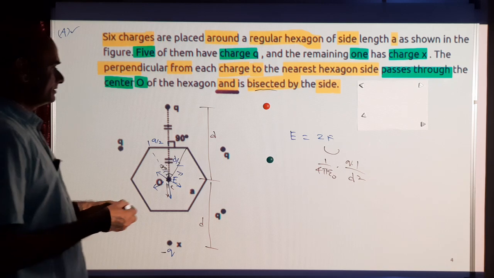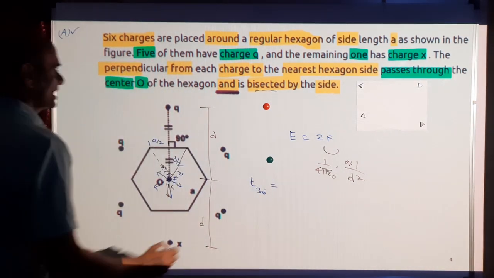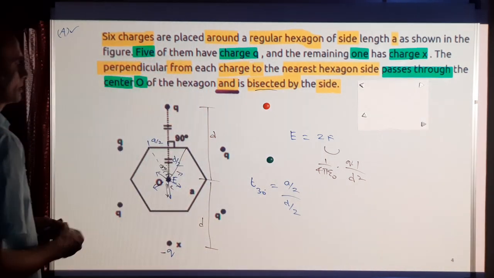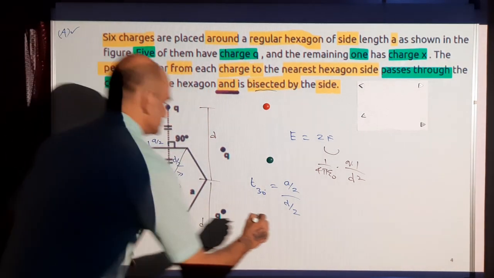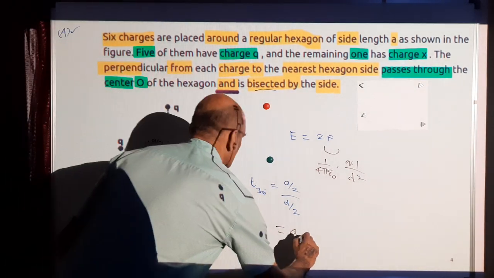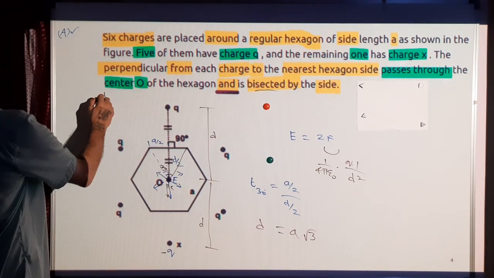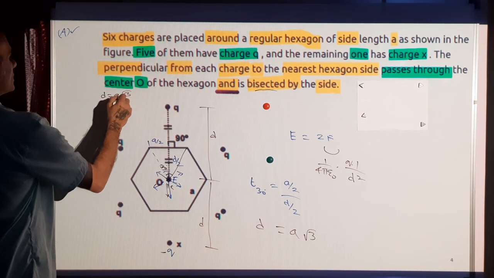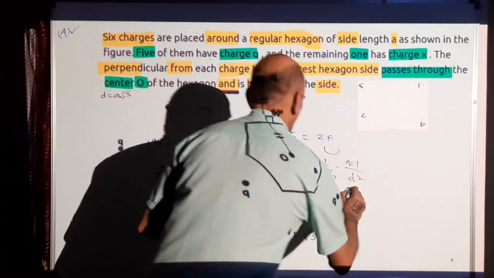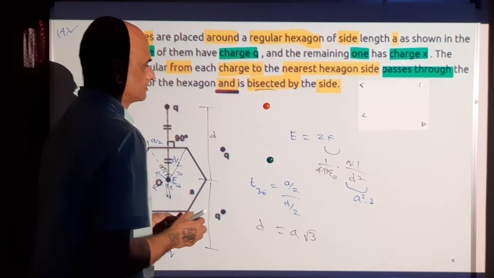So if you take tan 30, opposite side A by 2 by D by 2. So from this I will get D as A by tan 30. Tan 30 is 1 by root 3. So A root 3. So we have this relation, D equal to A root 3. So if I eliminate D here, D square will become A square into 3.